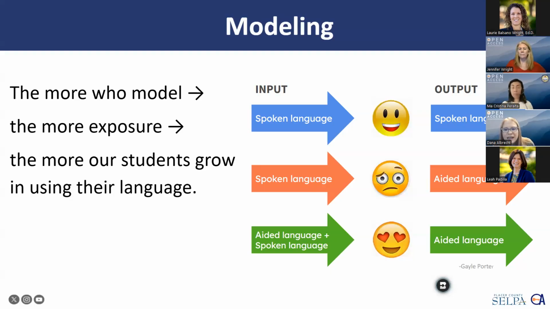But if we use aided language modeling, which includes speaking and pointing to symbols on the aided system, then our students see how their tools work, they hear how their tools are making meaning, and they're getting models verbally and visually of what the symbols represent. And then we have a great match, and that leads to great outcomes. So we want to make sure that the input that we're providing them matches the output that we're expecting them to produce.